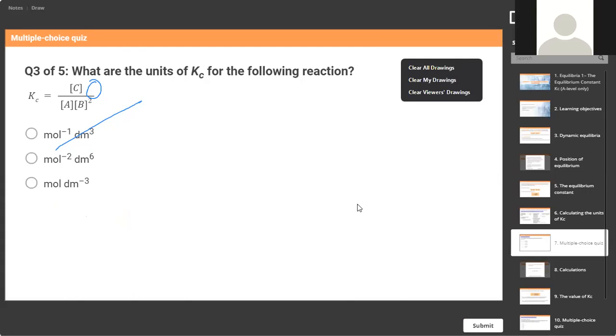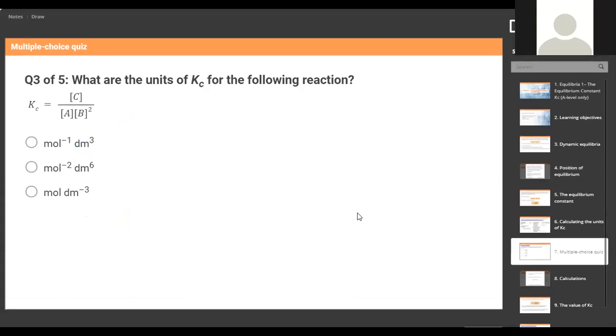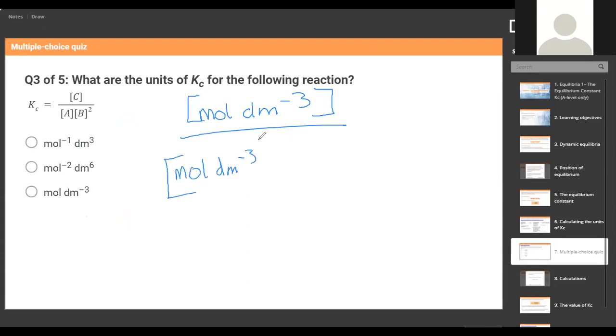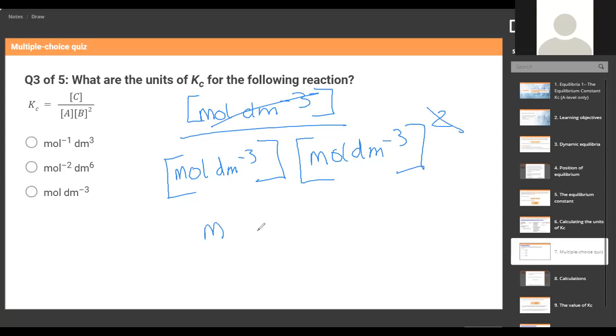Okay, what are the units of Kc for the following reaction? So again, we can do the cancelling out situation. So we would have mole on the top. Let's draw it out on the bottom. We've got A here, and then we've got B here, and that's power 2. Or we can cross the top out and we can cross one lot of them out. So we've got both of them here. So it would become moles minus 2.